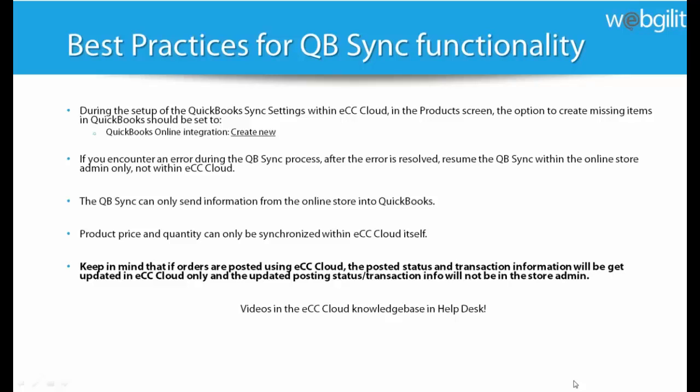So I addressed that by saying, during the setup of the QB Sync settings in ECC Cloud, which govern how you post orders to QuickBooks Online, in the product screen of the QB Sync settings, you should definitely use the option for creating missing items. That should be set so that if ECC Cloud detects a missing item in QuickBooks Online, it just creates it new. That way, not only are transactions getting created in QuickBooks Online, but also products that aren't in the QuickBooks Online company file.